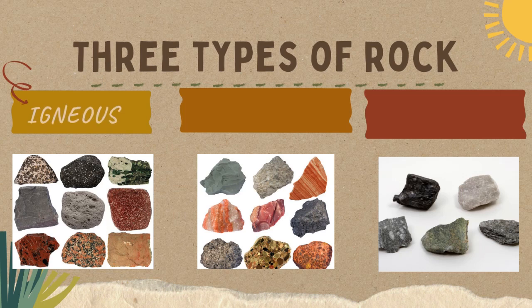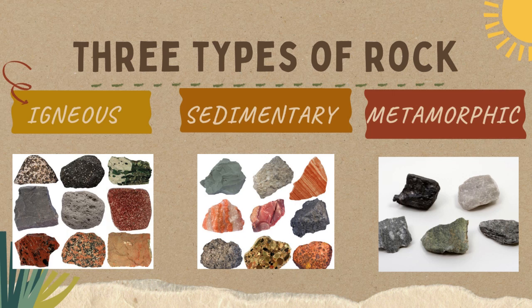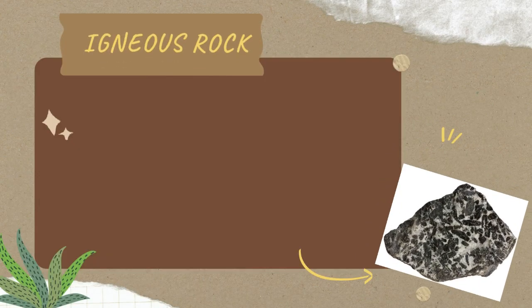There are three types of rocks as cited earlier. We have the igneous, sedimentary, and metamorphic rocks. All of these are considered mixtures of different pure substances from which minerals are composed. Now, let us learn more about igneous rock.